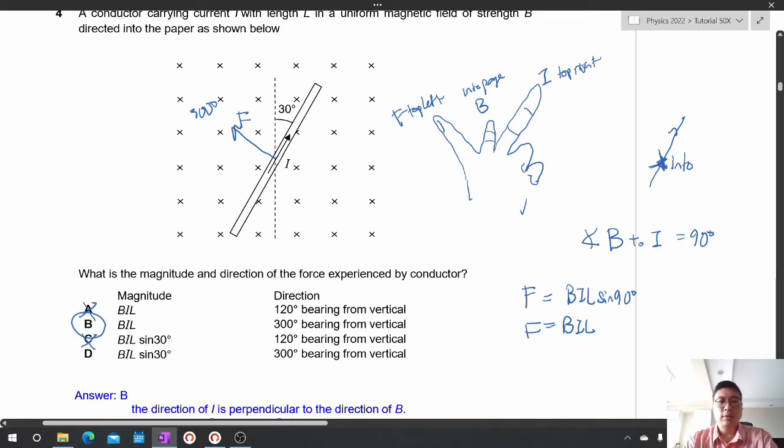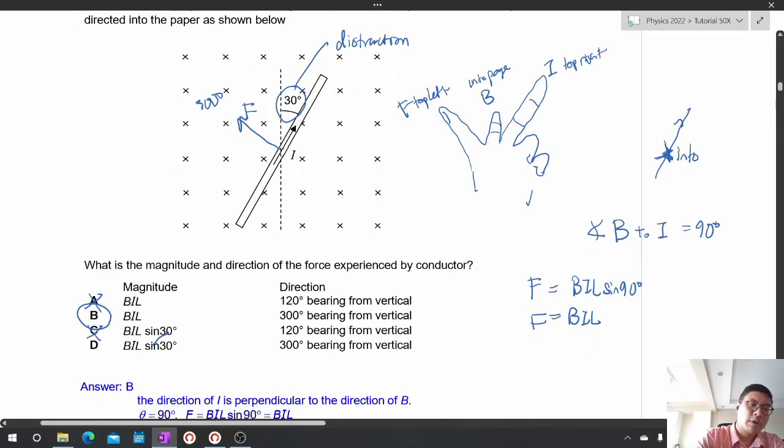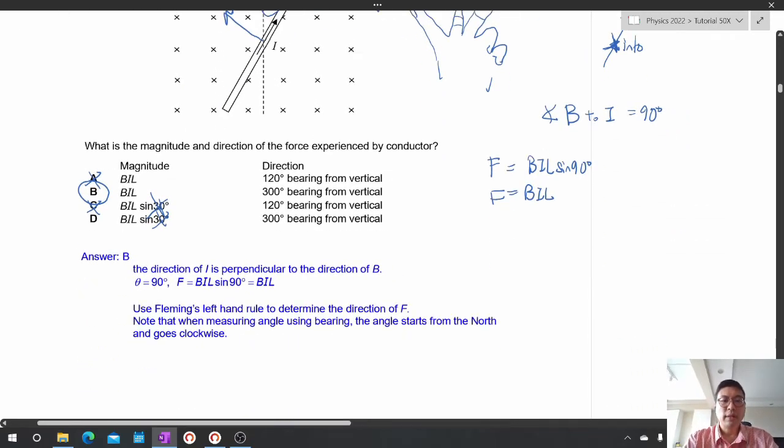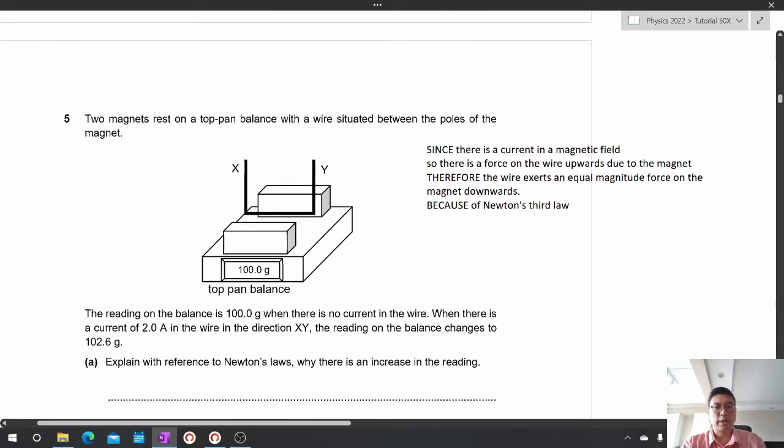So this 30 degrees is purely a distraction, and it does not affect the force at all. So do not put the sine 30 degrees inside here. It's purely a distraction. Now let's look at question number 5.